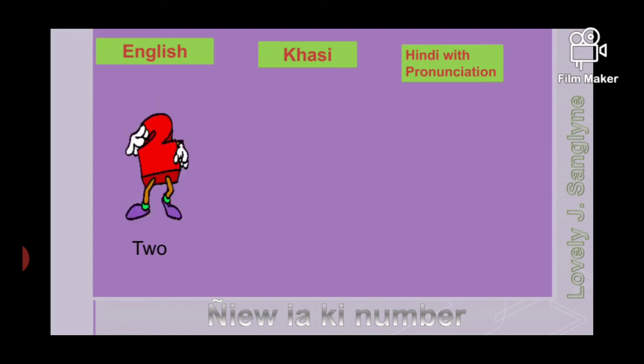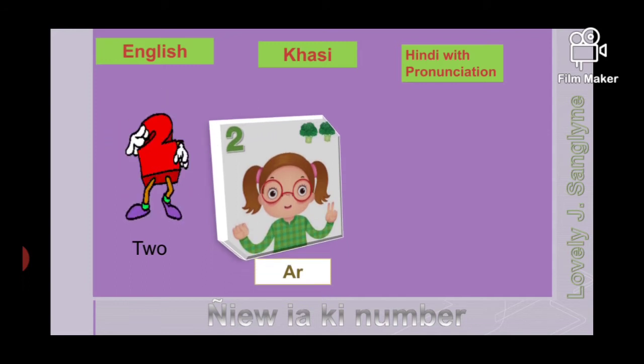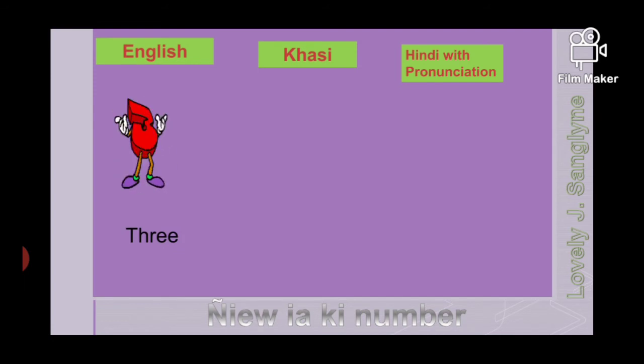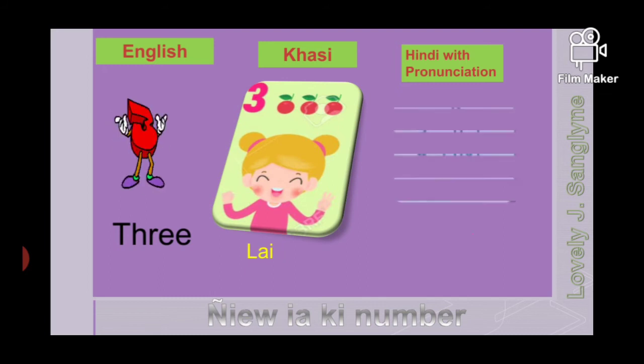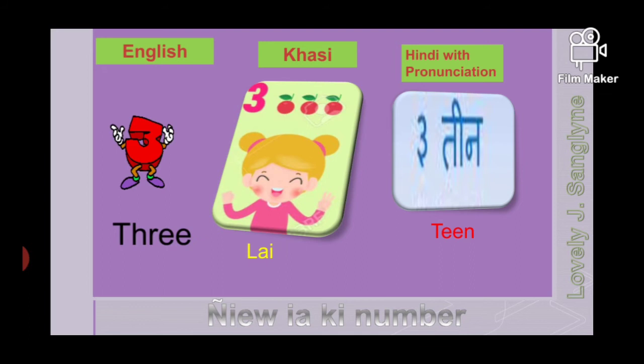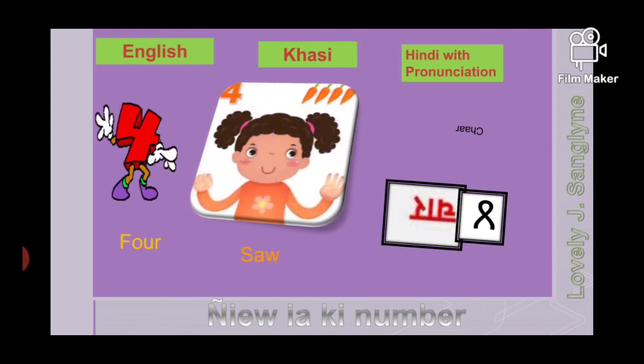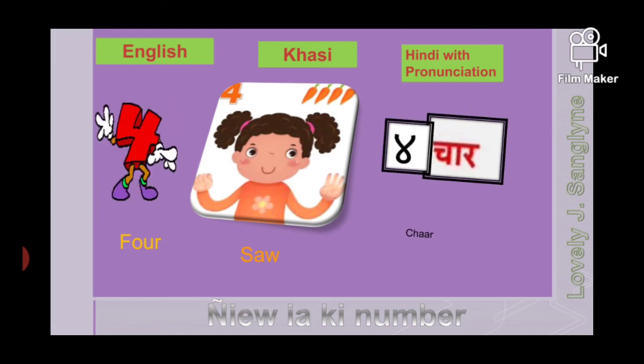2, kamut R, and in Hindi do means 2. 3 means lie, and in Hindi teen means 3. 4, sao, in Hindi char means 4.